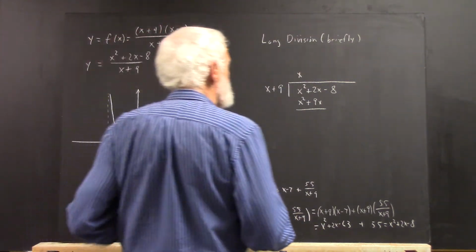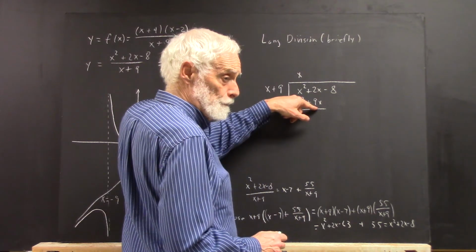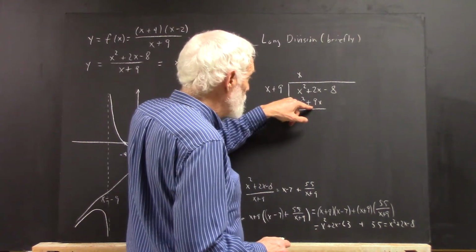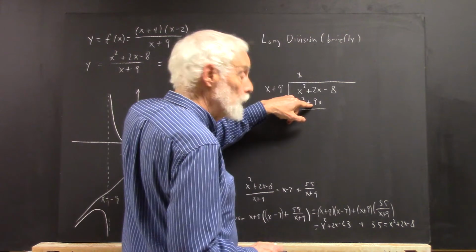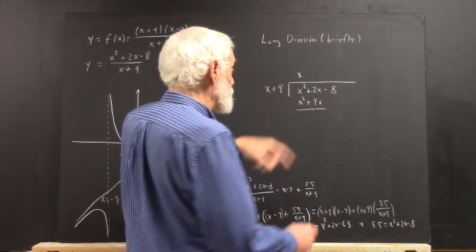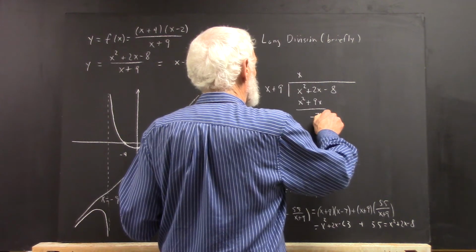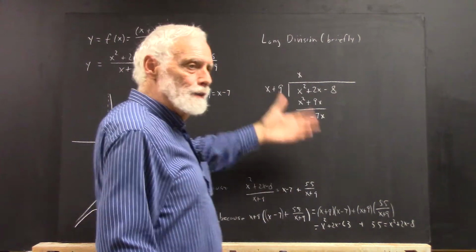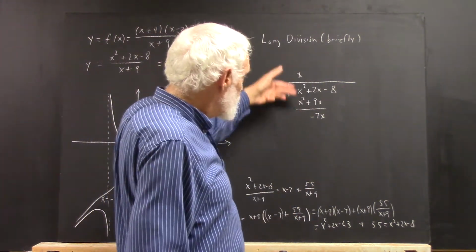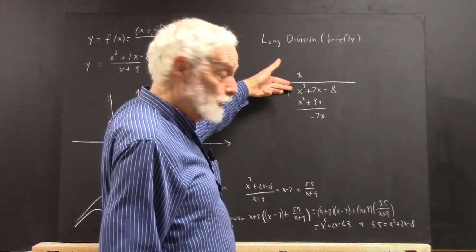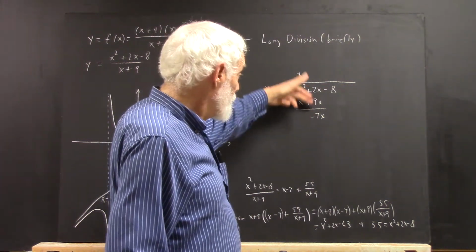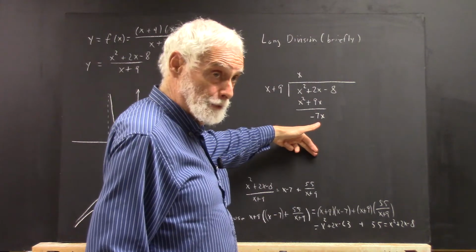Means I've got too many x's here. I've got 9 too many x's. I've got 7 too many x's. So I've got to lose 7 of them. So I'm going to write negative 7x. Now, the algorithm here, you subtract this from this. Subtract x squared from x squared, you get 0. Subtract 9x from 2x, you get negative 7x.